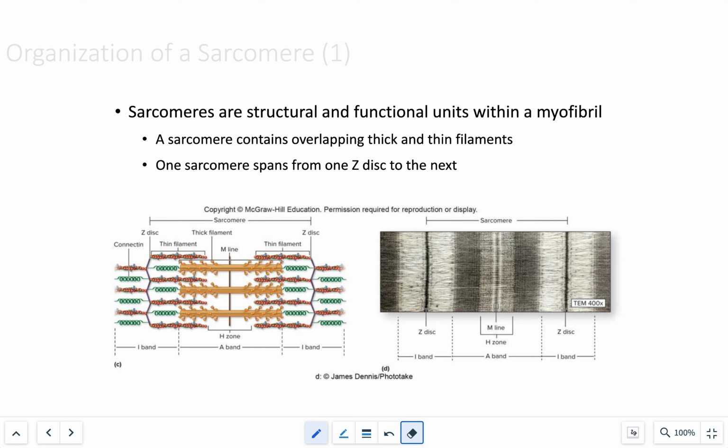And finally, the last area is the H zone. When we're looking at the H zone, this is on either side of the M line, and it only contains the thick filaments. During maximum contraction, this zone will disappear when the thin filaments are pulled over the top of the thick filaments. So during contraction, the H zone will actually disappear.